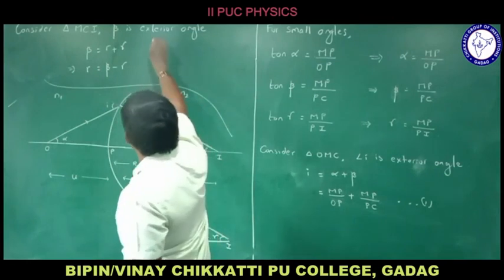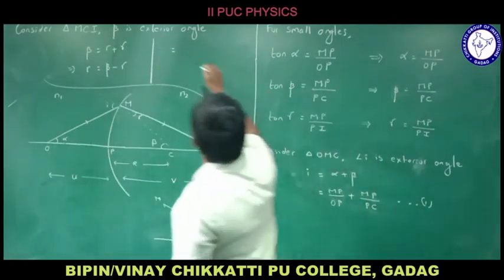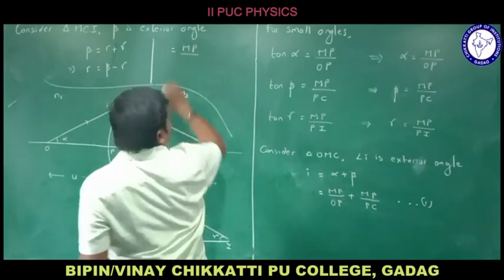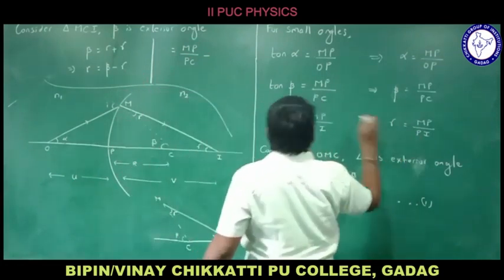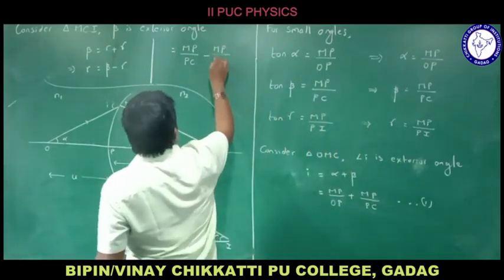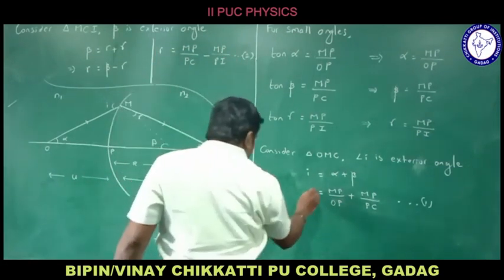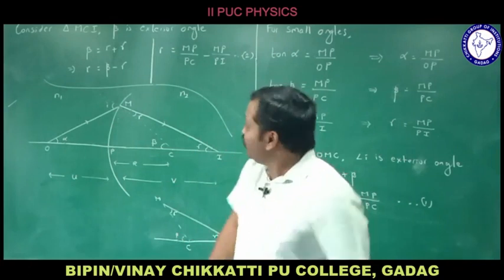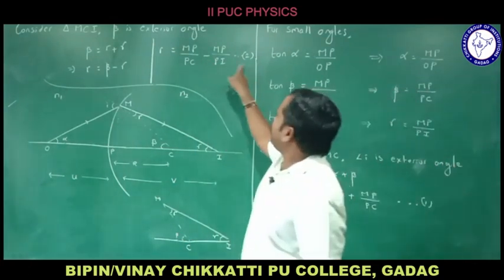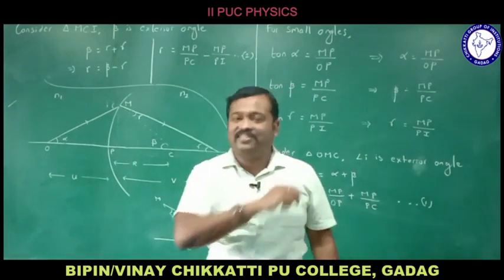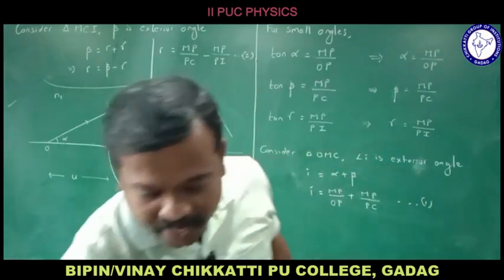Okay, now come on, tell me. That is equal to, what is beta? We have beta. What is beta? MP divided by PC, minus, what is gamma here? MP divided by PR. Let me take it as equation 2, that is r equal to, and this is i equal to. Now, this is equation 1, I got the angle of incidence. Equation 2, I got the angle of refraction, right? So r is equal to MP by PC minus MP divided by PI. Okay, now I got r.